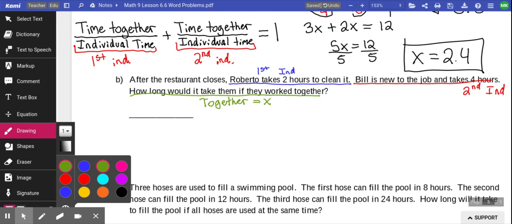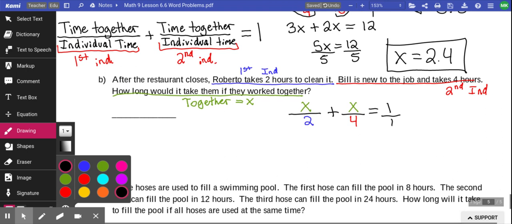If we use our formula from the question above, individual time, first one is 2. Oh, sorry. Time together on the top. So first fraction, time together goes on the top. So we have X divided by individual time on the bottom. The first individual time is Roberto. It was 2 hours. Plus, Bill is new to the job. It takes him 4 hours. So we put the time together on the top, which is X, and then we divide it by 4 hours. And I'm always using this formula to equal one job done. And it is 1 divided by 1 if you want to make it a fraction.